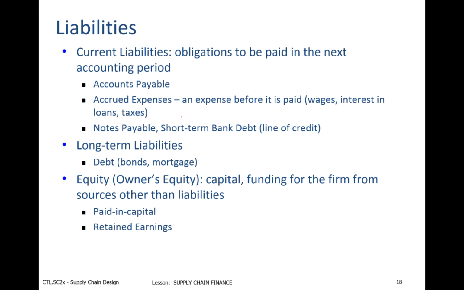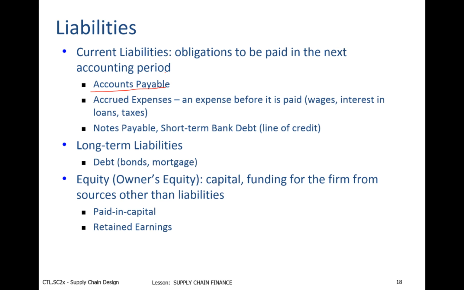Let's look at liabilities. Current liabilities are obligations that need to be paid in the next accounting period. Again, we'll often think about that in the next 30 days. This is accounts payable. We have to pay our suppliers. Well, typically, you need to pay them within the next 30 days, although that can be varied and modified based on the terms you agree with your suppliers.